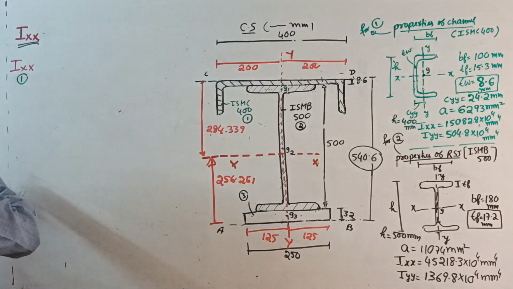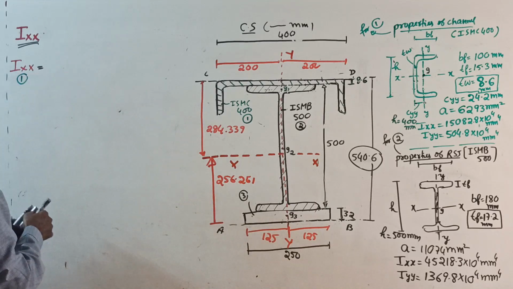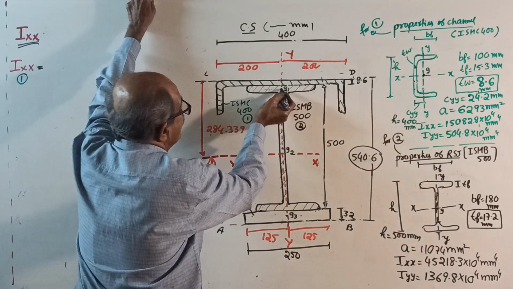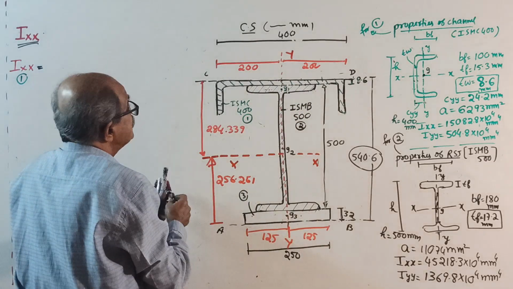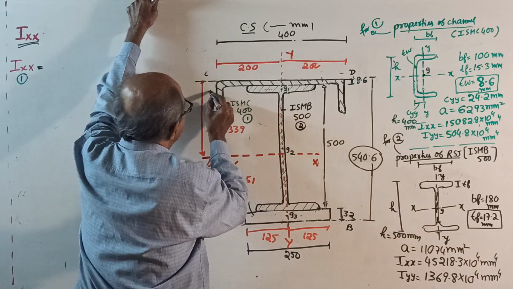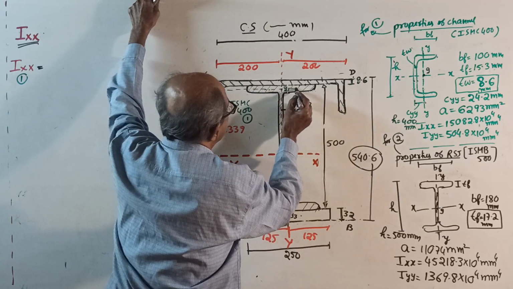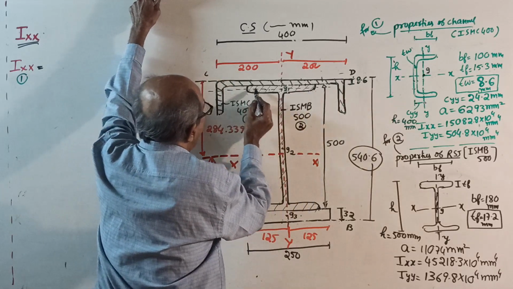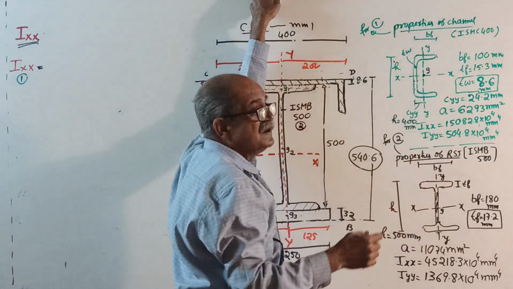Okay, Ixx for 1 is equal to, see correctly now. Come to the centroid of the channel, G1. Consider the axis passing through the centroid and parallel to xx. See, the line here. I about this axis, this axis is the same as this axis. This all I told last time.